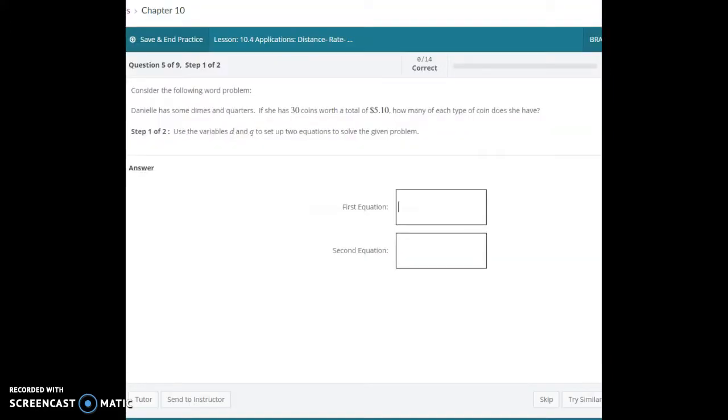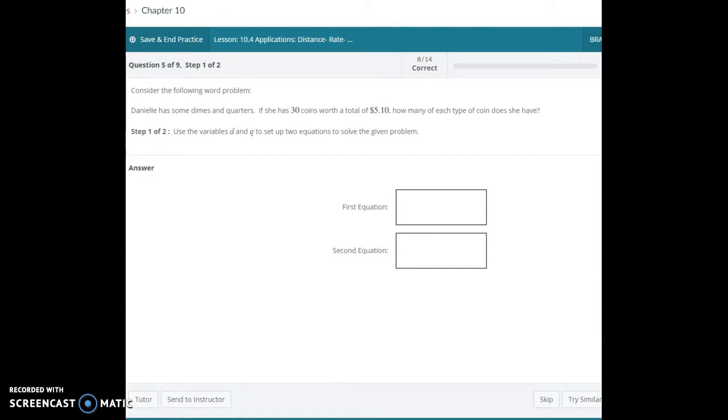Okay, so Danielle has some dimes and quarters. If she has 30 coins worth a total of $5.10, how many of each type of coin does she have? I'm going to pause this here, and you pause your video as well. Go ahead and write this question down, and then we'll come back and work it. Okay, so hopefully you have paused the video. You've got all this written down. So let's work this out.